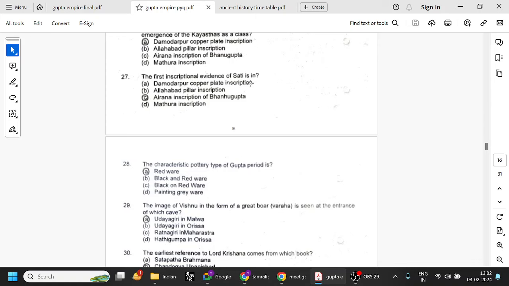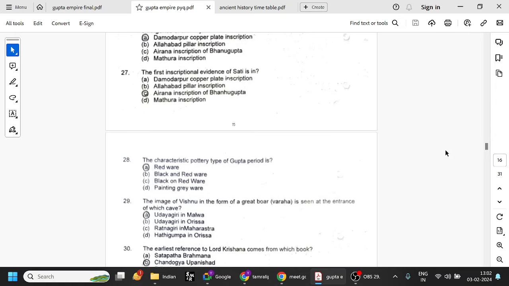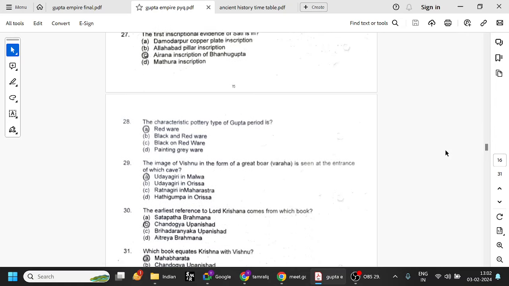So, the first inscriptional evidence of Sati is Eran, or we have already seen the spelling Irana, E-R-A-N, that is Eran only. Inscription of Bhanu Gupta mentions Sati, try to remember that. Damodar copper plate inscription mentions Sati, try to remember that also. Allahabad pillar inscription, Samudragupta, Harisena.